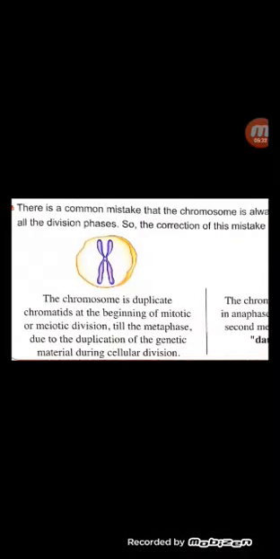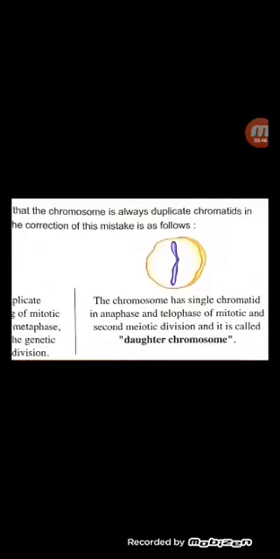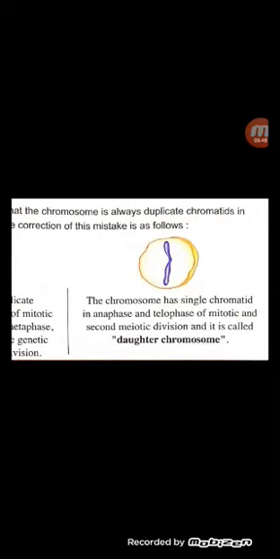So the chromosome has duplicated chromatids from the beginning of mitotic or meiotic cell division until the metaphase, due to the duplication of the genetic material during cell division. Now, what is meant by daughter chromosome? The daughter chromosome has a single chromatid in anaphase and telophase of mitotic and second meiotic cell division.